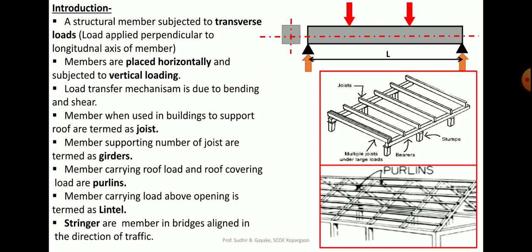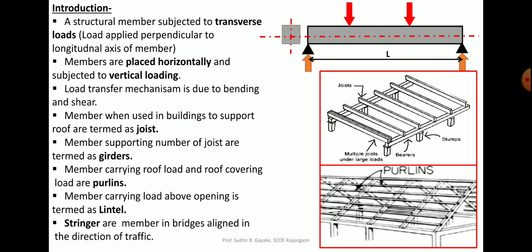A member carrying roof load and roof covering material is generally called a purlin. Here you can see these are purlins. Purlins always run parallel to the length of the shed, correct, and these are the trusses. So the purlin is supported by a number of trusses. In short, the spacing of trusses is the length of the purlin, and these purlins take the load of roof covering material, which may be GI sheets or asbestos or AC sheets, correct. A member carrying load above an opening is called a lintel.